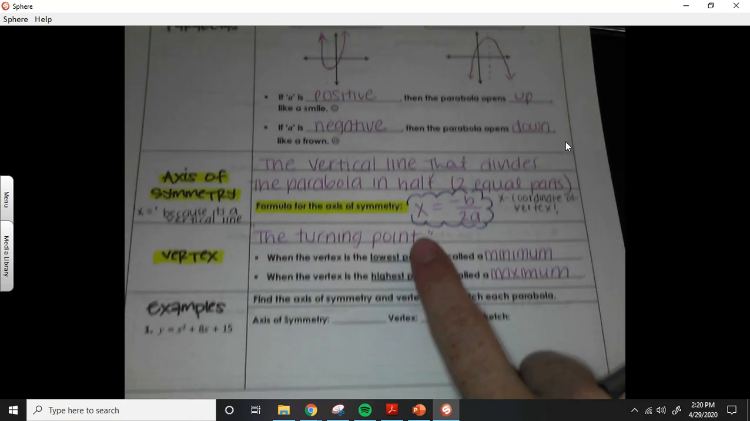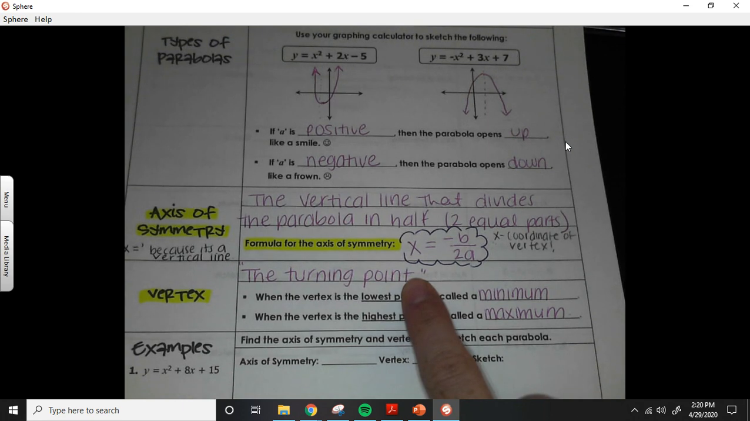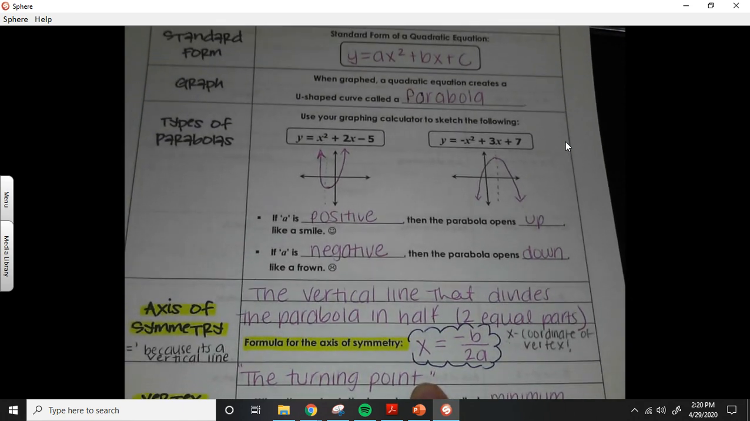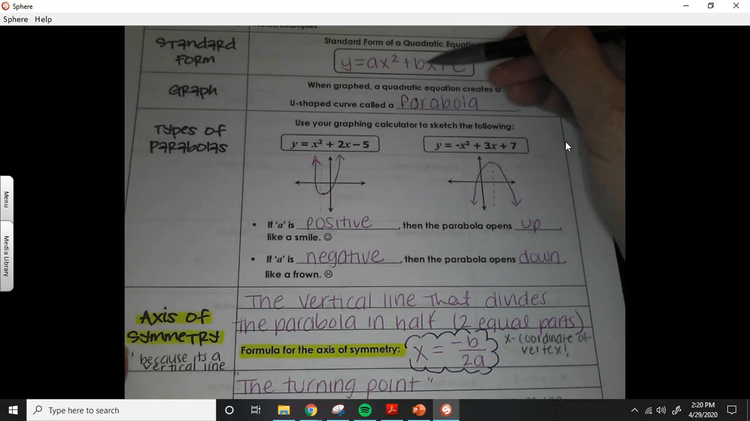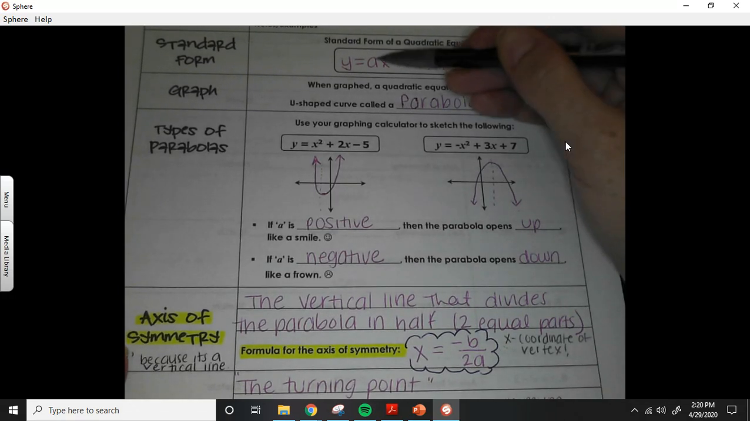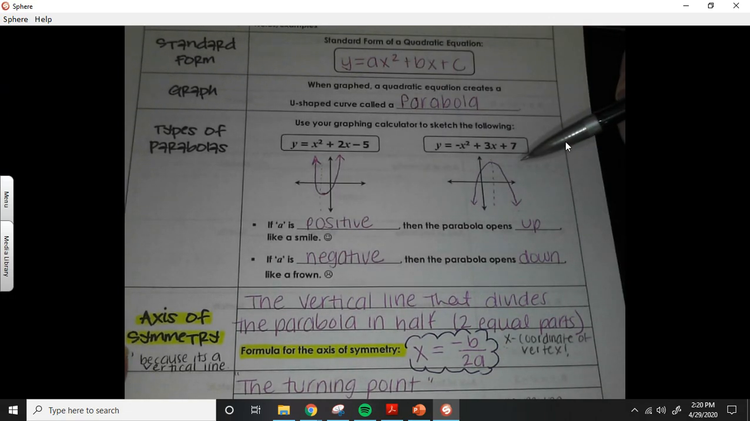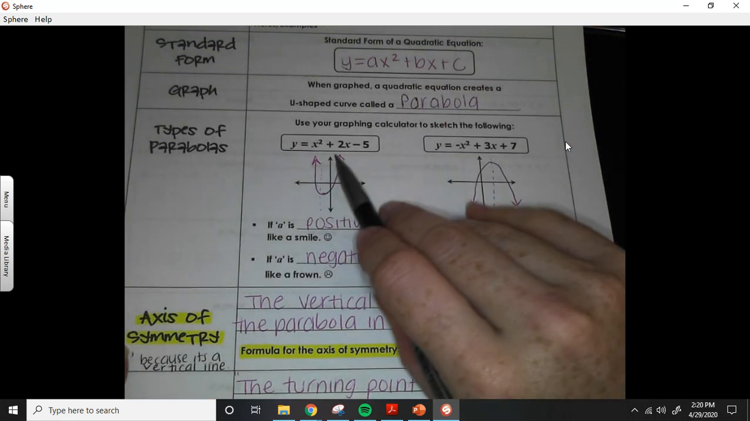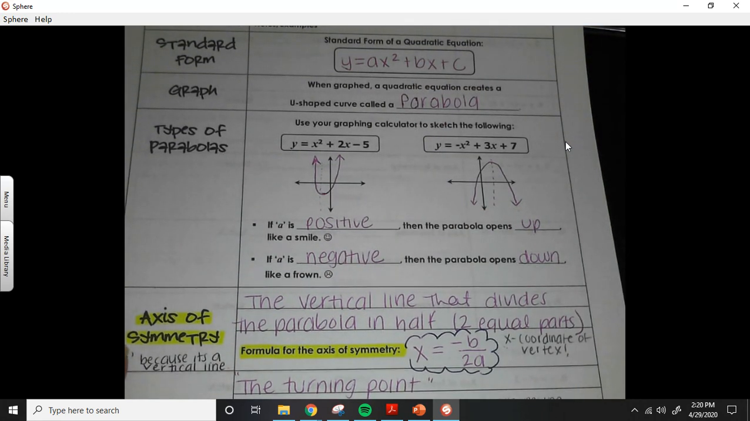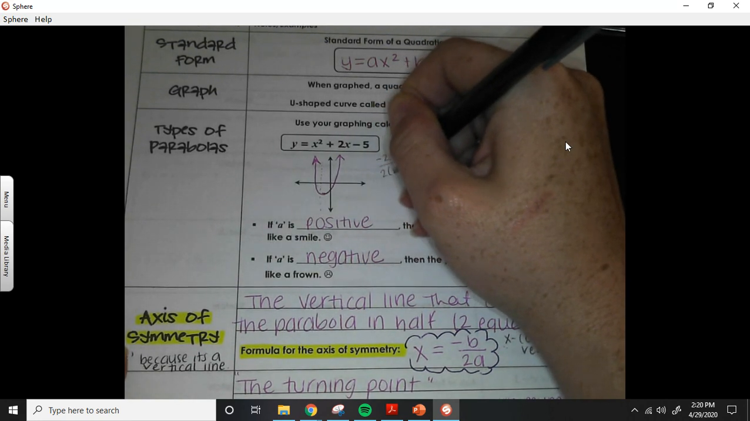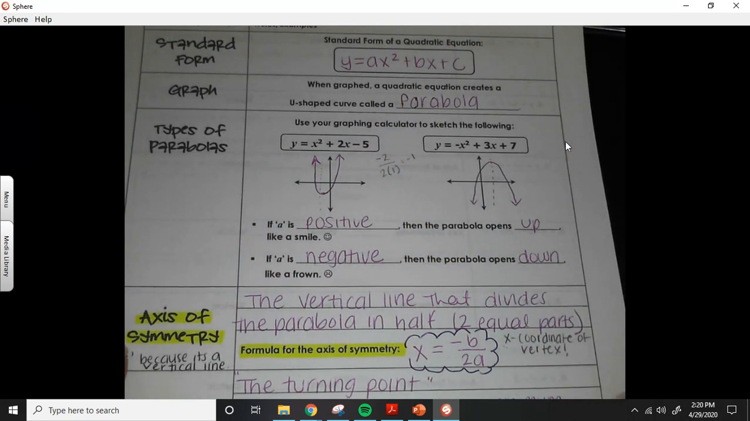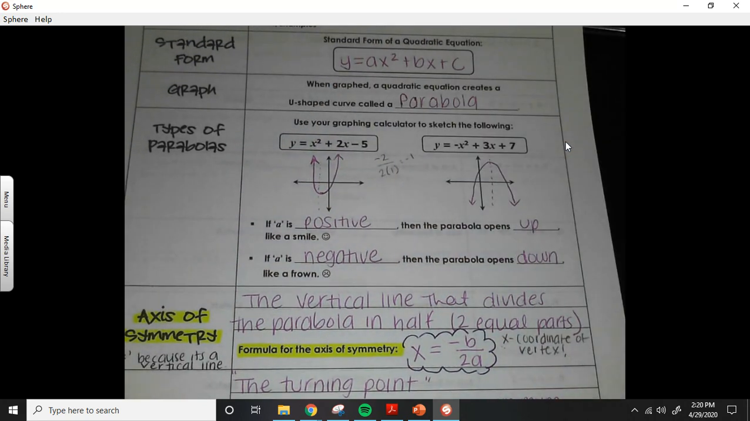Okay, this is the formula. So x equals negative b over 2a. If we're looking at a parabola or an equation in standard form, we're going to take whatever b is, make it negative, and then divide it by 2 times whatever a is. So in this case, it would be negative 2 over 2 times 1, which would be negative 1, which is why this kind of line is right over here at negative 1.